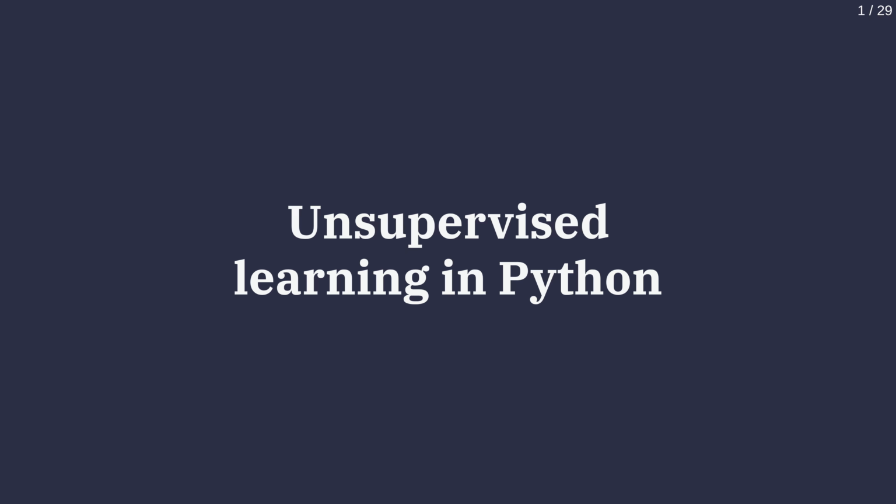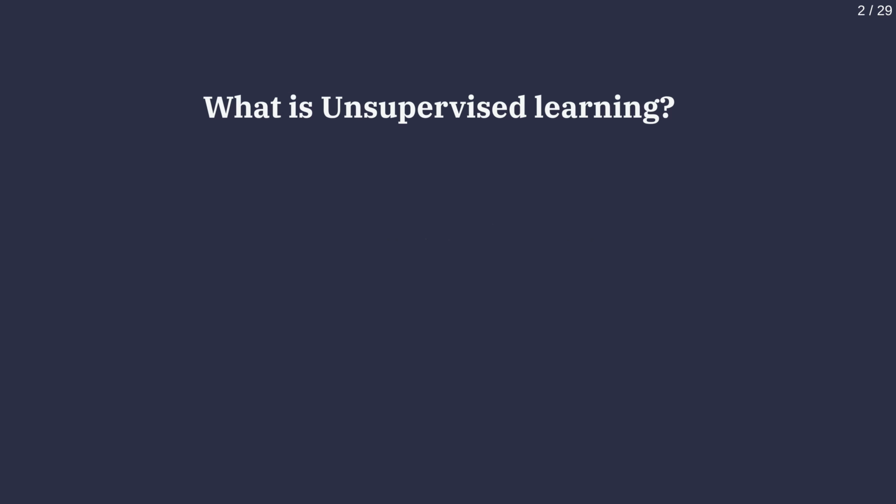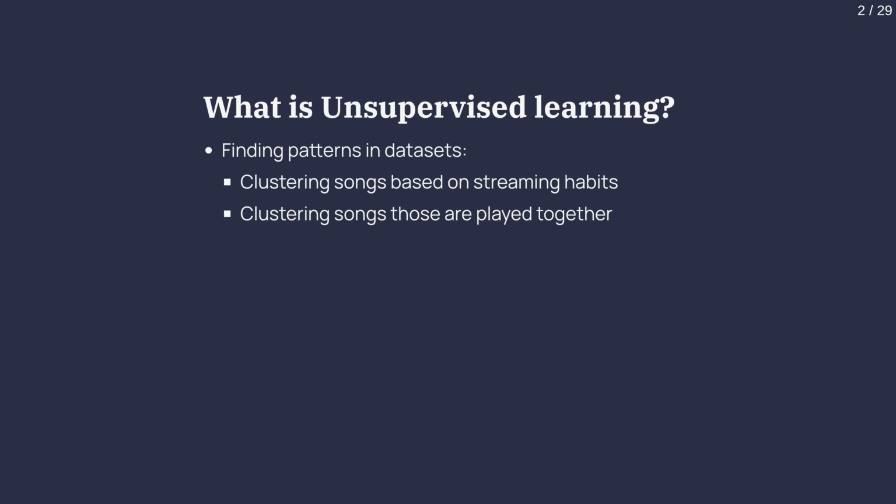So let's get started. Unsupervised learning is a class of machine learning techniques for discovering patterns in data. For instance, finding the natural clusters of songs based on listeners' streaming habits, or searching for patterns and correlations among songs that tend to play together, and using these patterns to express the data in a compressed form. These are examples of unsupervised learning techniques called clustering and dimension reduction.